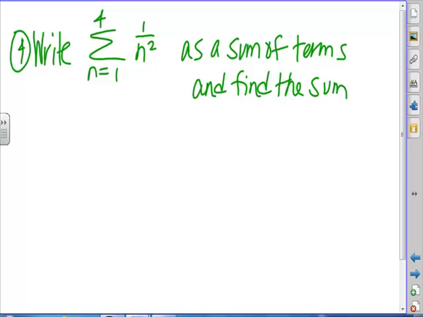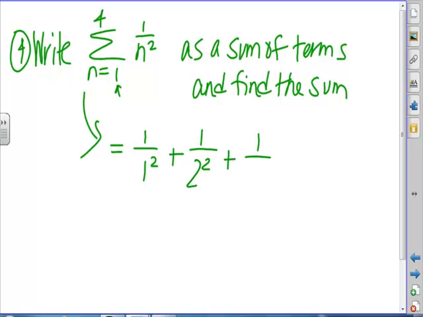So basically, I'm just going to fire up my machine. So this is equal to, first the 1 goes in, so 1 over 1 squared. Plus, I count my integers. 1 over, now my n's going to go to a 2 squared. Plus 1 over, I'm going up to 3 squared. Plus 1 over, I'm going up to 4 squared, and I see that's my endpoint, so I stop.